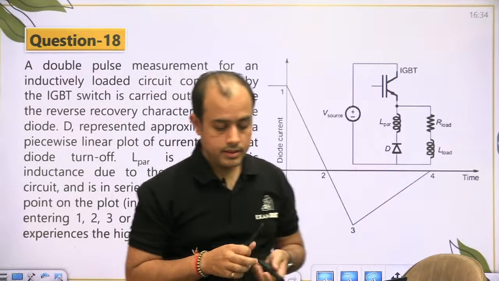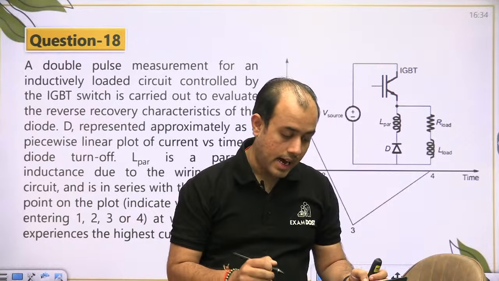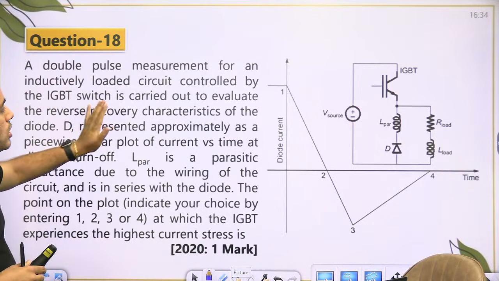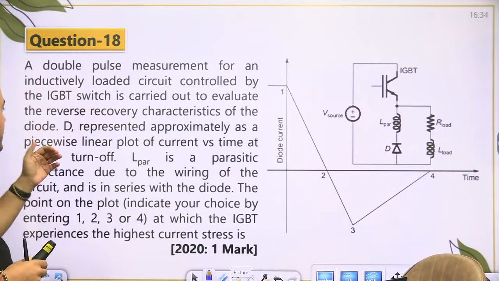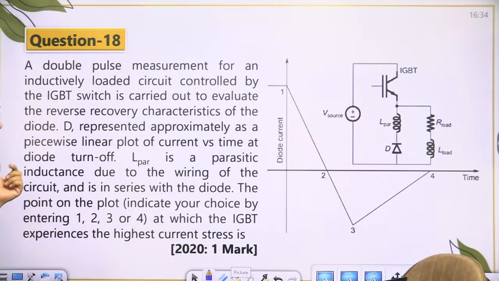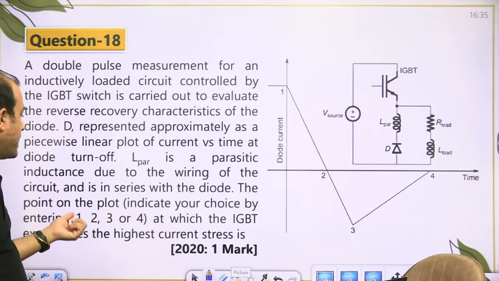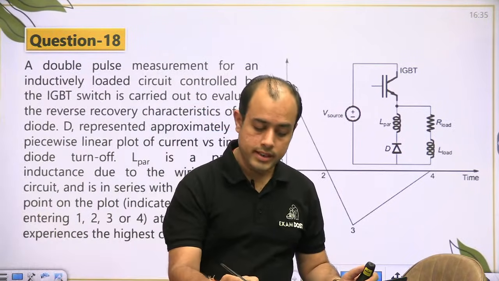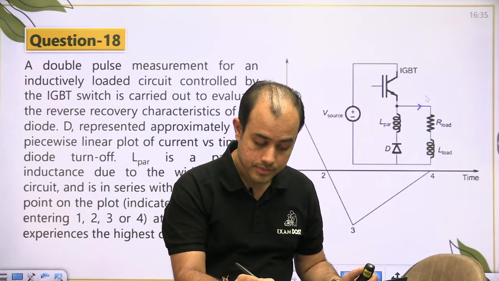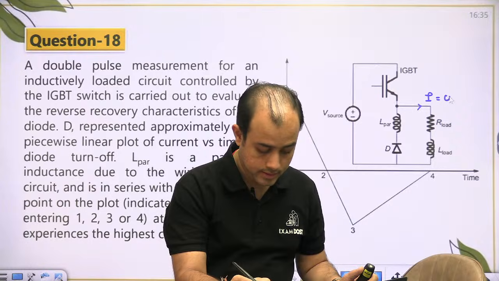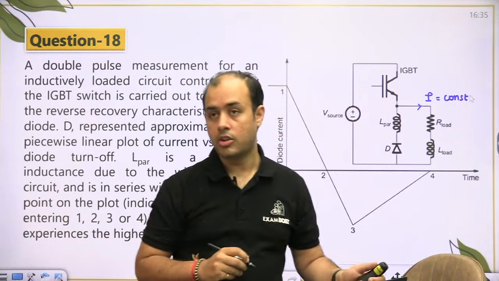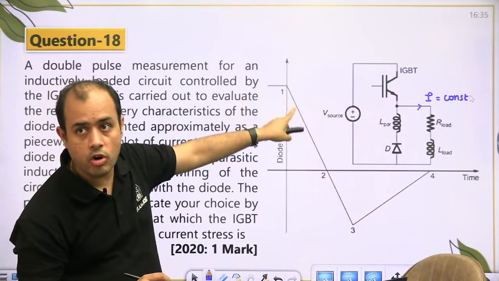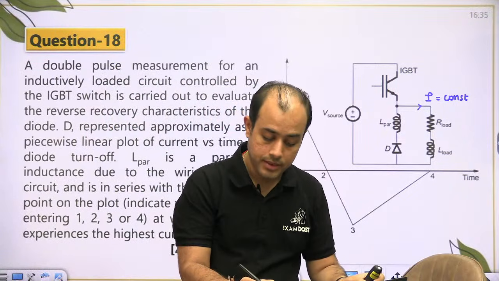देखिए भाई, the load is highly inductive. It is saying a double pulse measurement for inductive loaded circuit controlled by IGBT is carried out to evaluate the reverse recovery characteristic of a diode. Okay, L parasitic is a parasitic inductance. It is in series. Now beta load is inductive, so I will say current is constant. Because earlier diode was carrying a constant current. Now diode is turning off, so we are seeing reverse recovery.